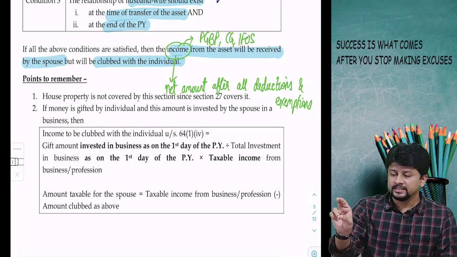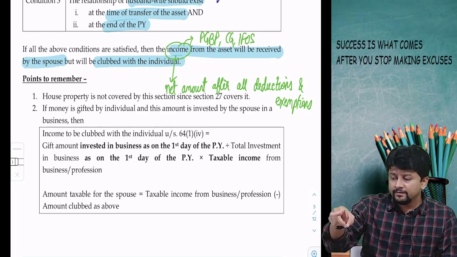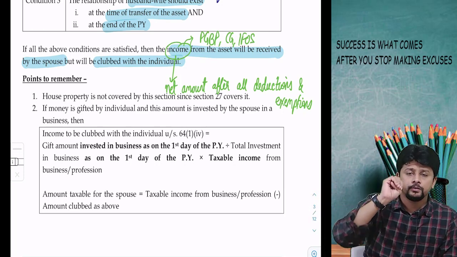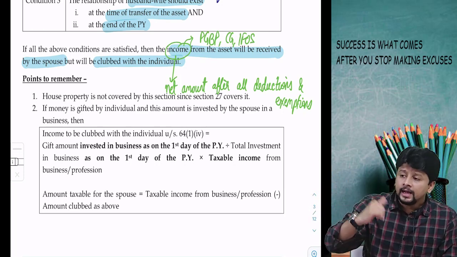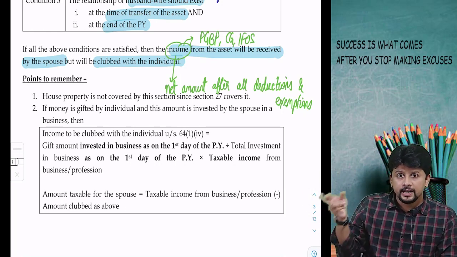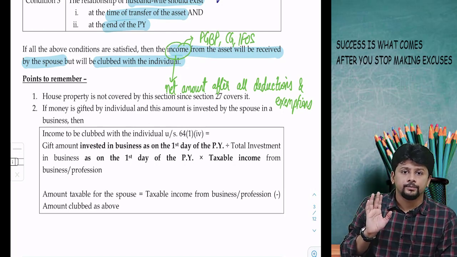I have given an asset and that asset is invested in business, PGBP income. I have given an asset to spouse, spouse has earned capital gains from it, that also will be covered in clubbing. I have given an asset, spouse has invested that asset somewhere and is deriving IFOS income, then that IFOS income is also covered by this section.